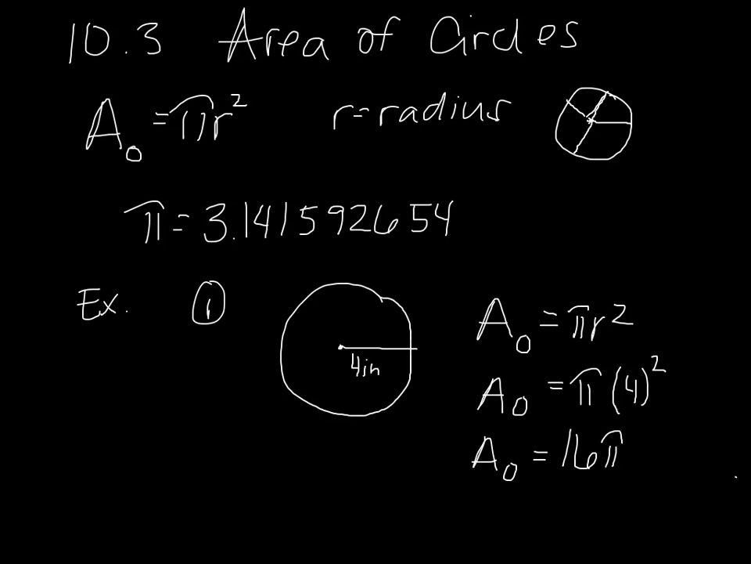And now this is where it's really nice, because that's all the farther I have to do. I'm not going to expect you to multiply 16 by 3.141592654. I'm just going to ask you to tell me that the area of this circle is 16 pi inches squared. So you don't have to multiply that together. You just have to tell me it's 16 pi inches squared, and that would be our area. Let's try another one.